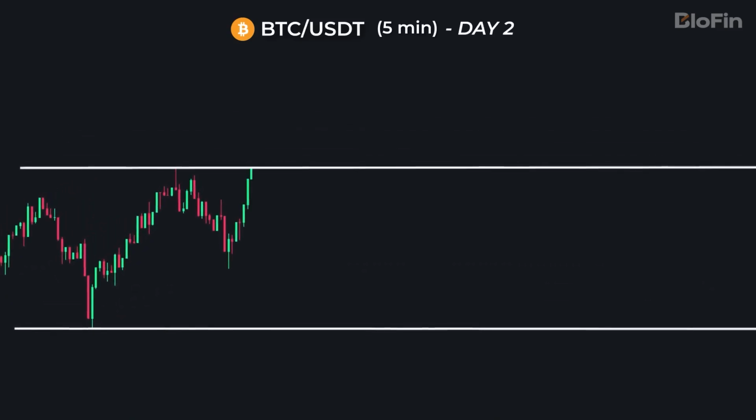Now for the next day, I marked the high and low of the 4-hour range. Here, the 5-minute candle broke above the range high, then closed back inside, so this will be a short signal. Stop loss goes at the range high and take profit at 2 times risk. And here, price hits the take profit target, giving us a 2R gain.